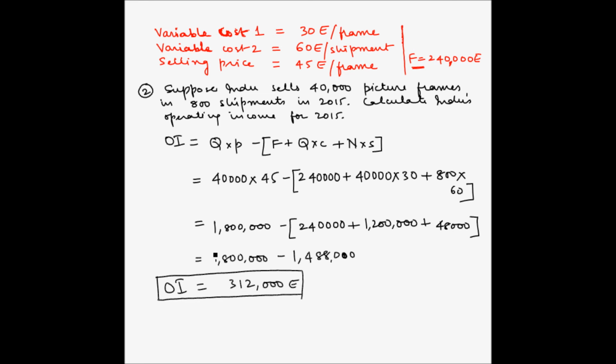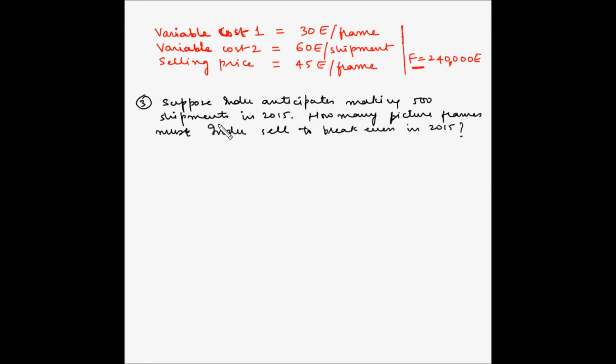Now let's move to the third requirement. So the third requirement is, suppose Indu anticipates making 500 shipments in 2015. How many picture frames must Indu sell in order to break even in 2015? So there are a total of 500 shipments. That means from the distributor, which is Indu, to the customer, there are 500 times these picture frames are shipped to the customers.